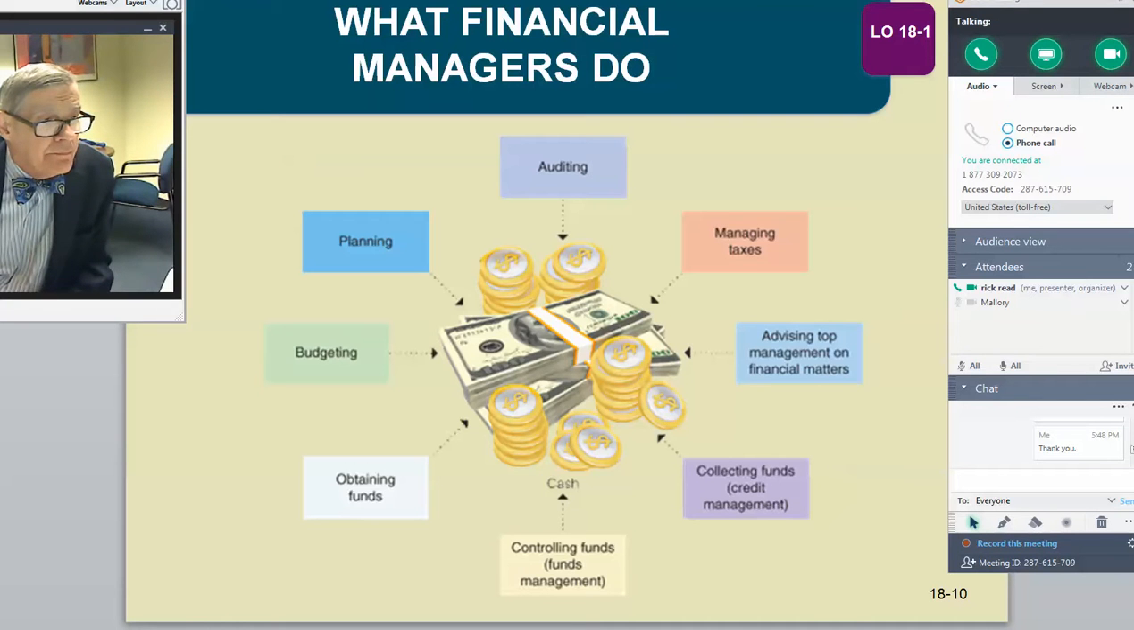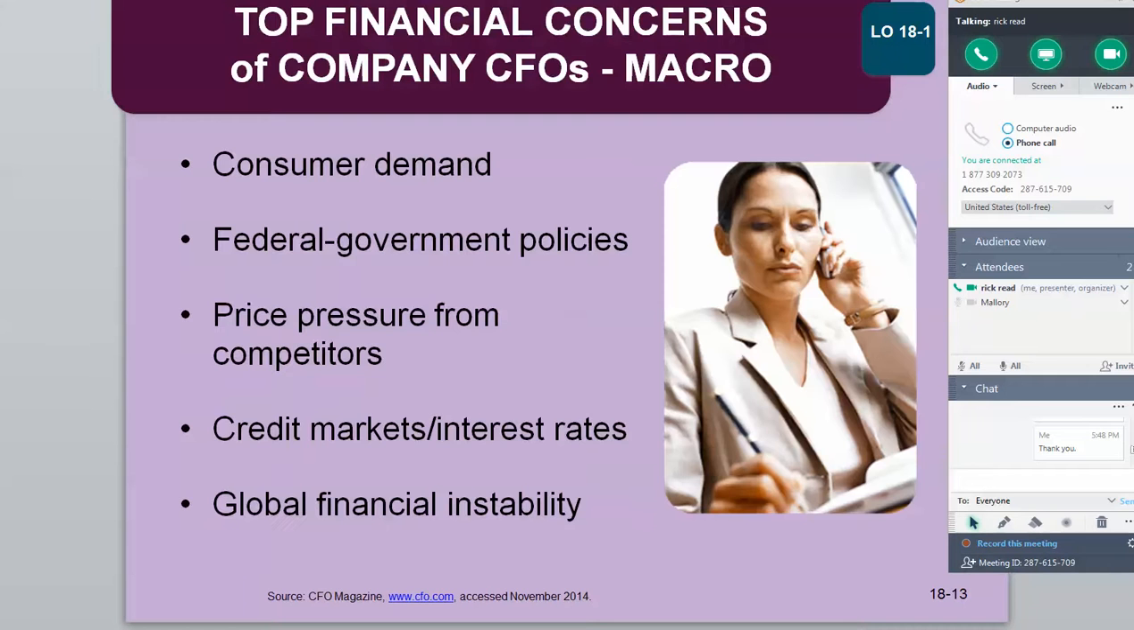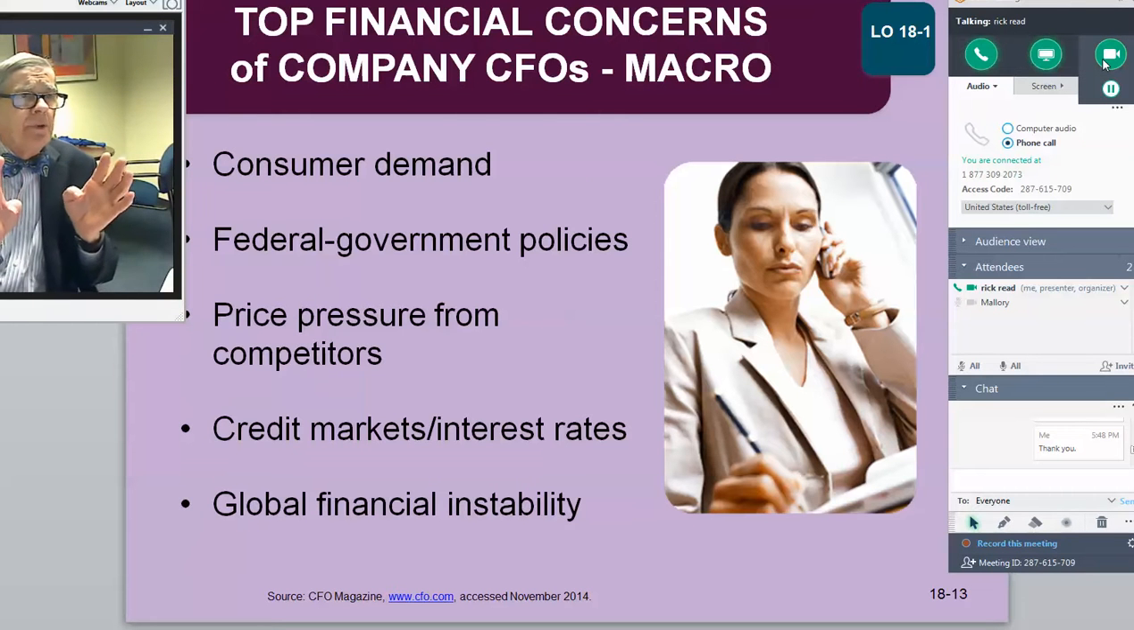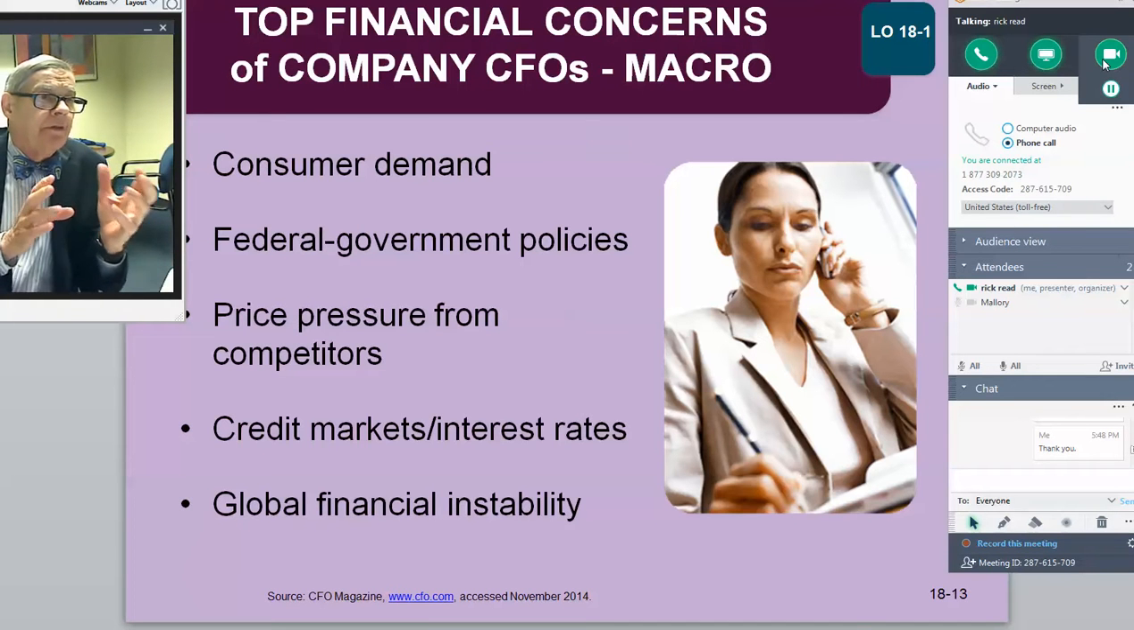These are the top concerns for a chief financial officer at the macro level. Let's just look at a couple of these. We need to make sure we're staying up with the federal government and changes in its policies, pressure coming from our competitors, the fluctuation of credit. Now, for many, many years, the Federal Reserve had not raised the interest rates. It's now raised the interest rates.